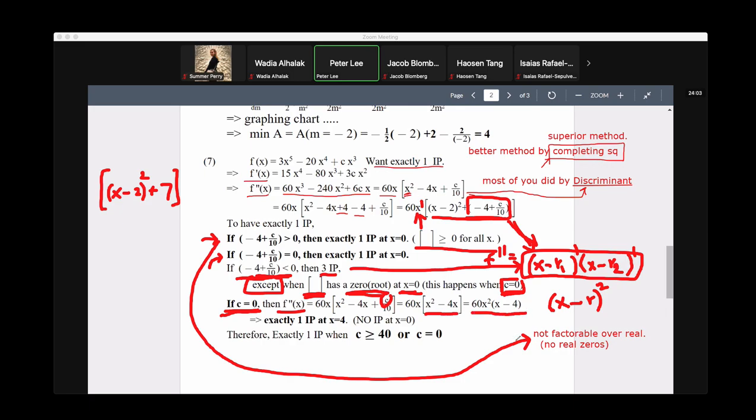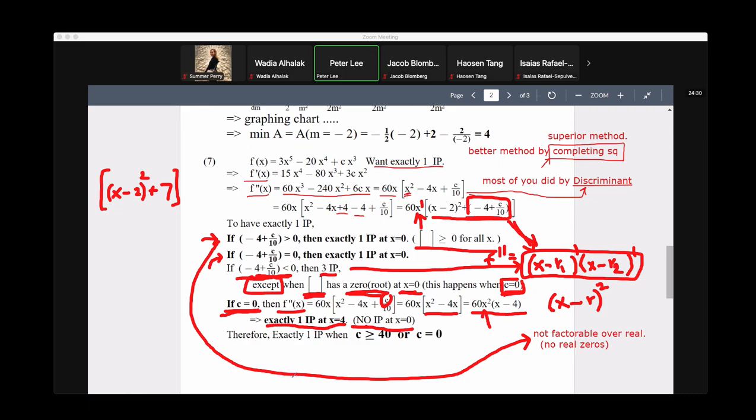So now the interesting thing happens here. When c is equal to 0, then x equals 0 is not an inflection point anymore. No inflection point at x equals 0. Why? Because x equals 0 is now a double root. So before and after x equals 0, the sign does not change. And so in this case, we get exactly one inflection point at x equals 4.